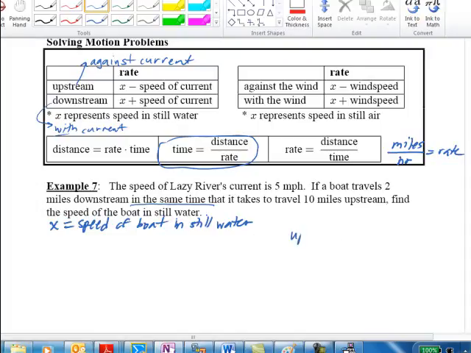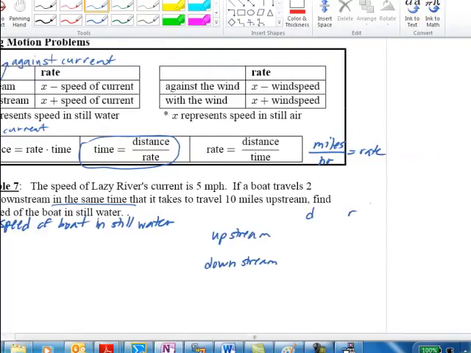We've got upstream and downstream. And we could have a column for distance and rate and time.